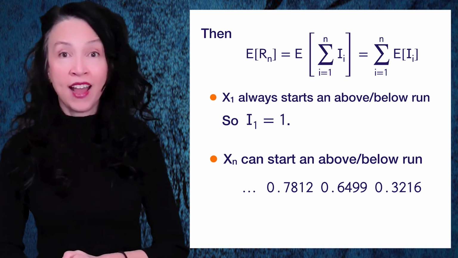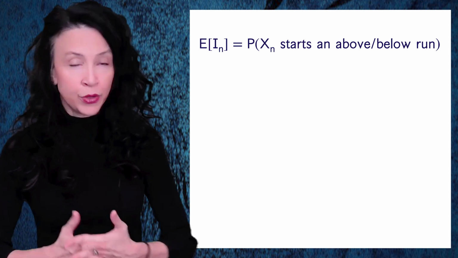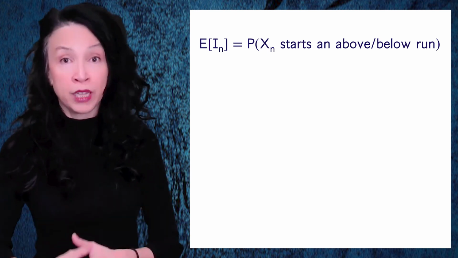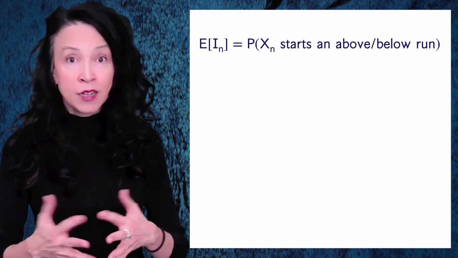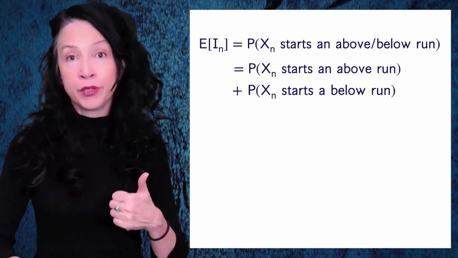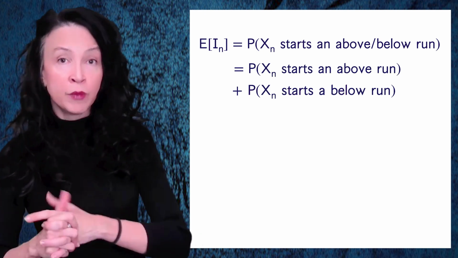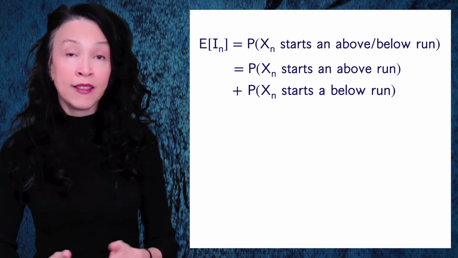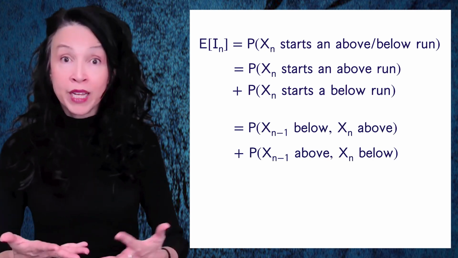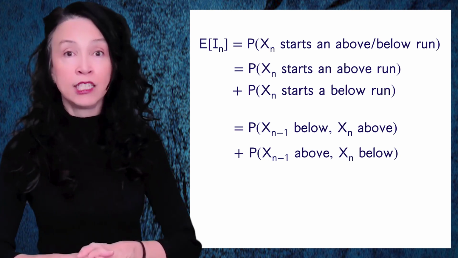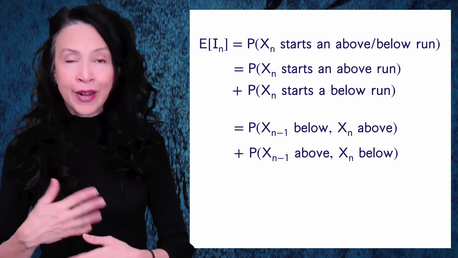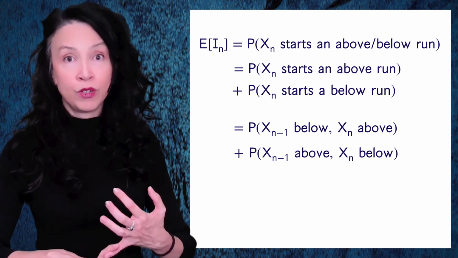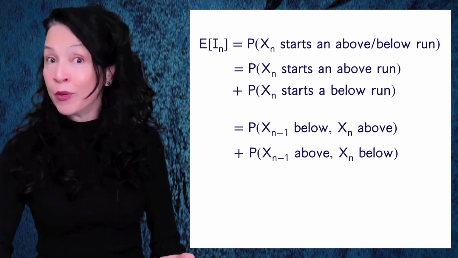What is the expected value of I_n? As you know, the expected value of an indicator is always the probability of the thing being indicated, in this case, the probability that X_n starts a run above or below. This can be written as a sum of two disjoint event probabilities, above the mean and below the mean. So the probability that X_n starts a run above the mean, plus the probability it starts a run below the mean. If X_n starts a run above the mean, that means X_n needs to be above the mean, and also because it's starting that run, X_(n-1) needs to be below. And the other way around, if X_n is starting a run below the mean, it needs to be below the mean, and the one before needed to have been above the mean, or X_n would just be continuing a run below the mean, it wouldn't be starting one.